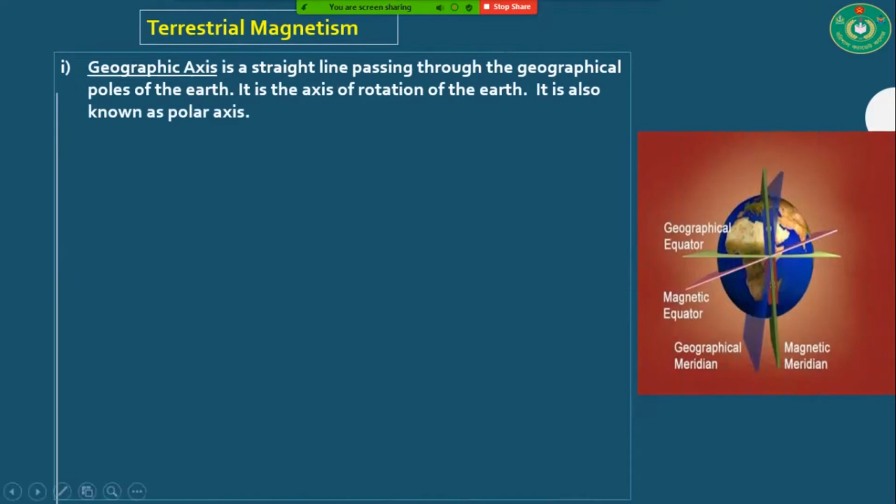Geographic axis. The geographic axis is a straight line passing through the geographical poles of the Earth. It is the axis of rotation of the Earth. It is also known as the polar axis.